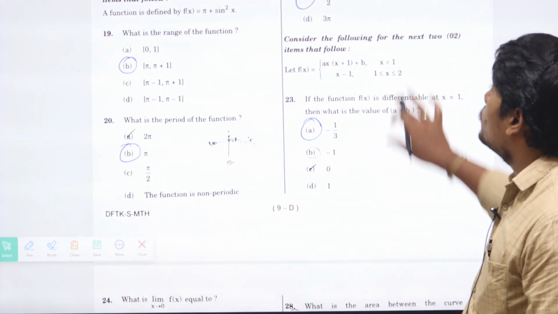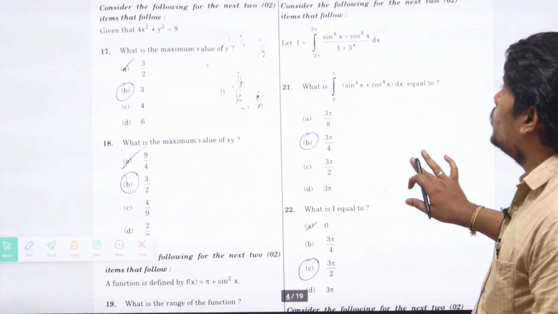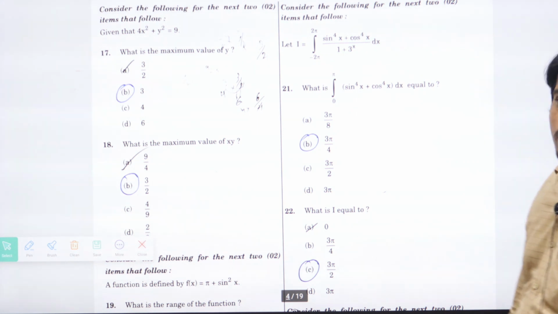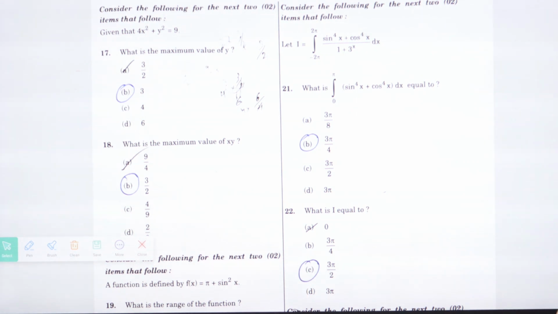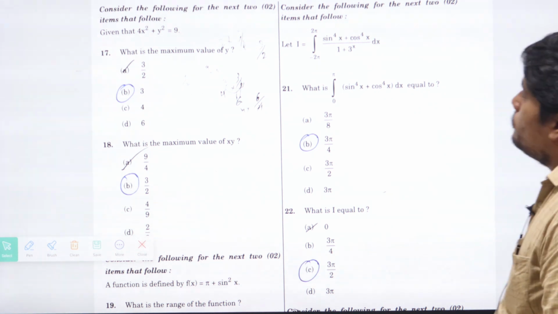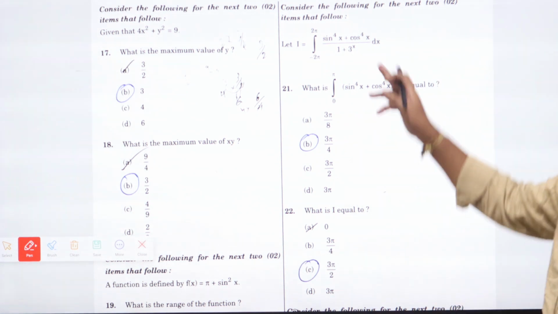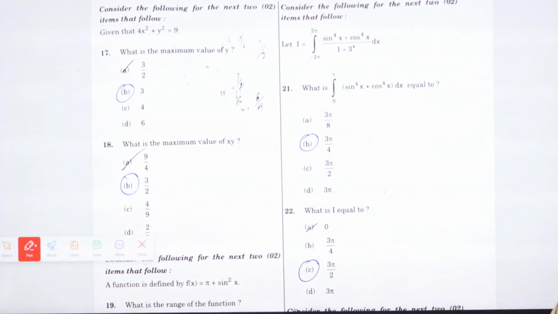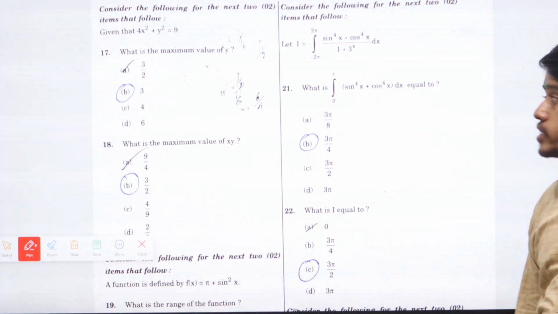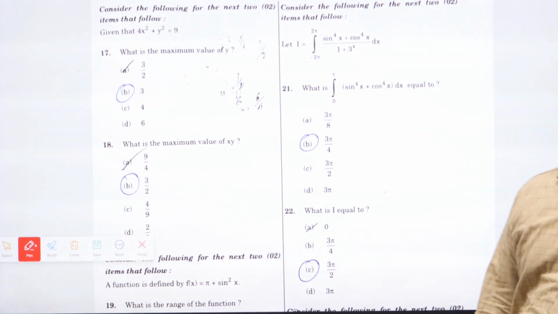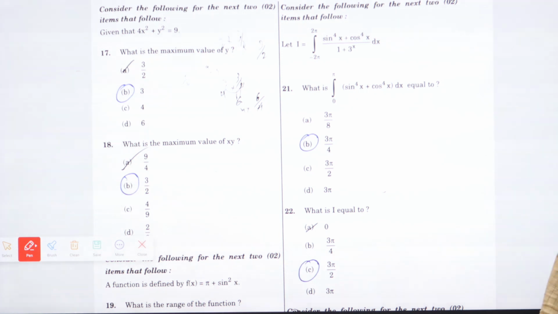So next we will move to question number 21. This is the integration. Consider the following for the next two items that follow. Let I be equal to the integral from minus 2 pi to 2 pi of (sin⁴x plus cos⁴x) divided by (1 plus 3^x) dx.